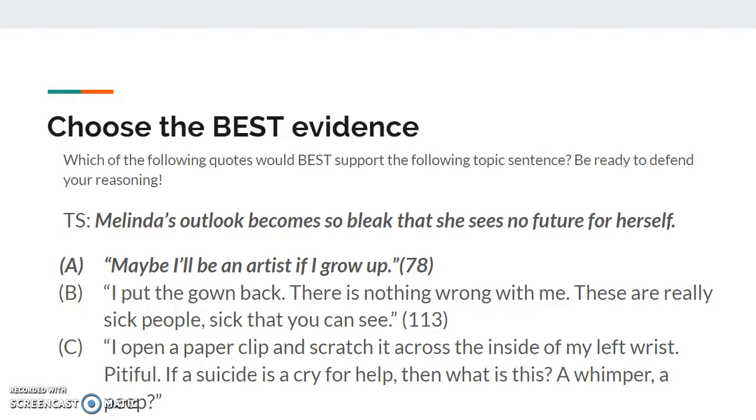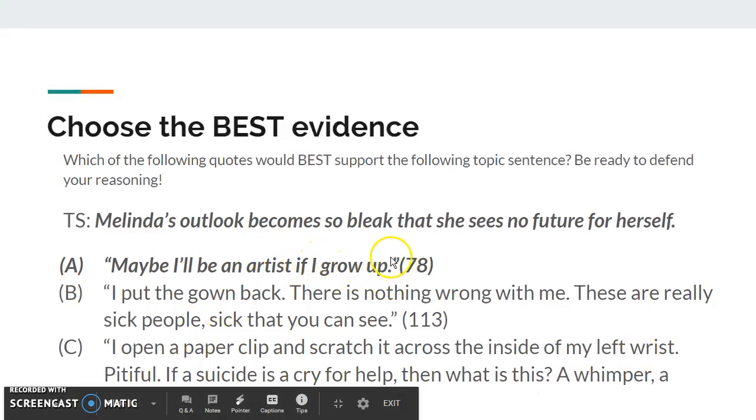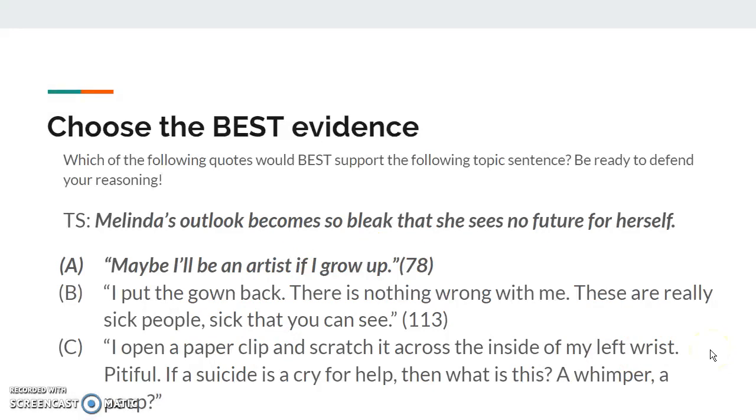So when Melinda says, "if I grow up," right here, she's implying that she doesn't see a future in which she's still alive, in which she becomes an adult, gets out of high school. The other 2 definitely show that her outlook is bleak, but we want to make sure we're supporting our exact topic sentence. So go back to your evidence and make sure that it's the best evidence it could possibly be, and then your job is done for today.